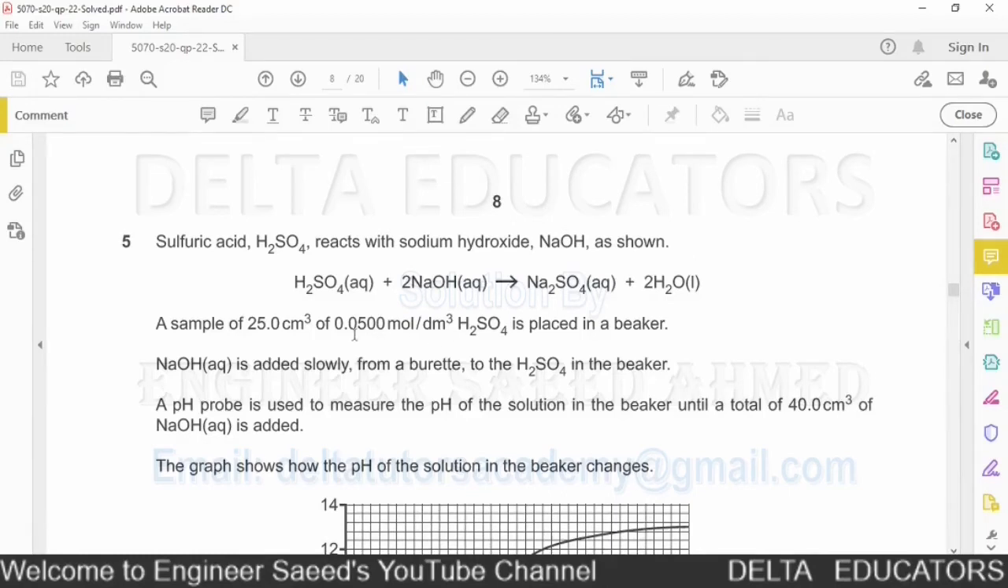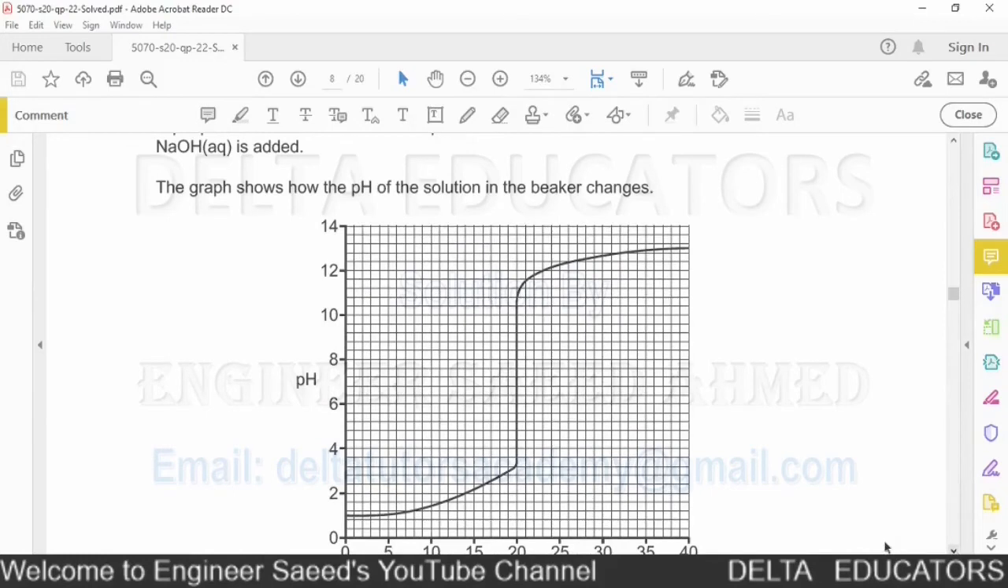A sample of 25 cm³ of 0.05500 mol/dm³ sulfuric acid is placed in a beaker. Sodium hydroxide is added slowly from a burette to the sulfuric acid in the beaker. Means here this reaction is titration. A pH probe is used to measure the pH of the solution in the beaker until a total of 40 cm³ of sodium hydroxide is added. The graph shows how the pH of the solution in the beaker changes. Here the pH value changes from approximately 1 to approximately 13.